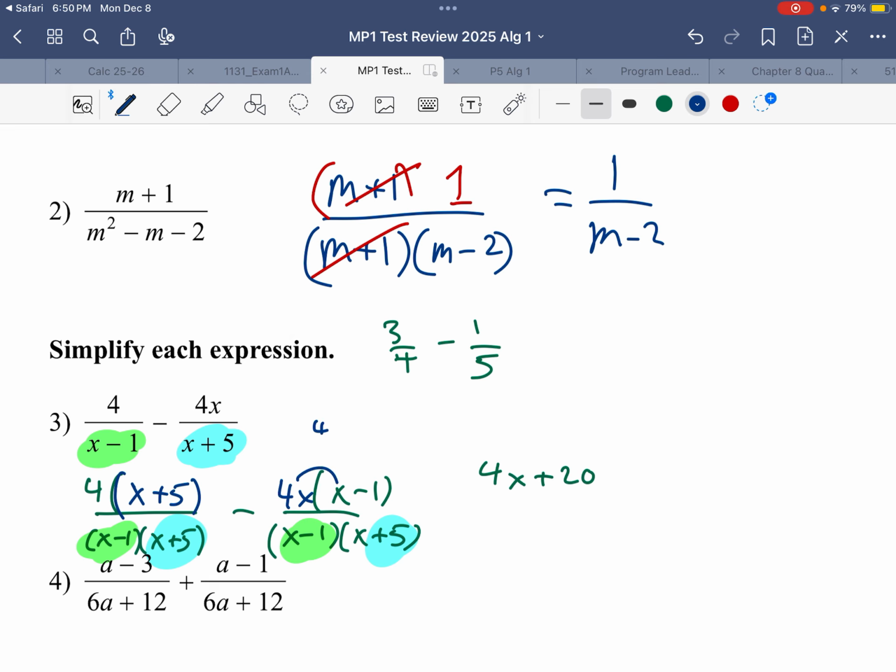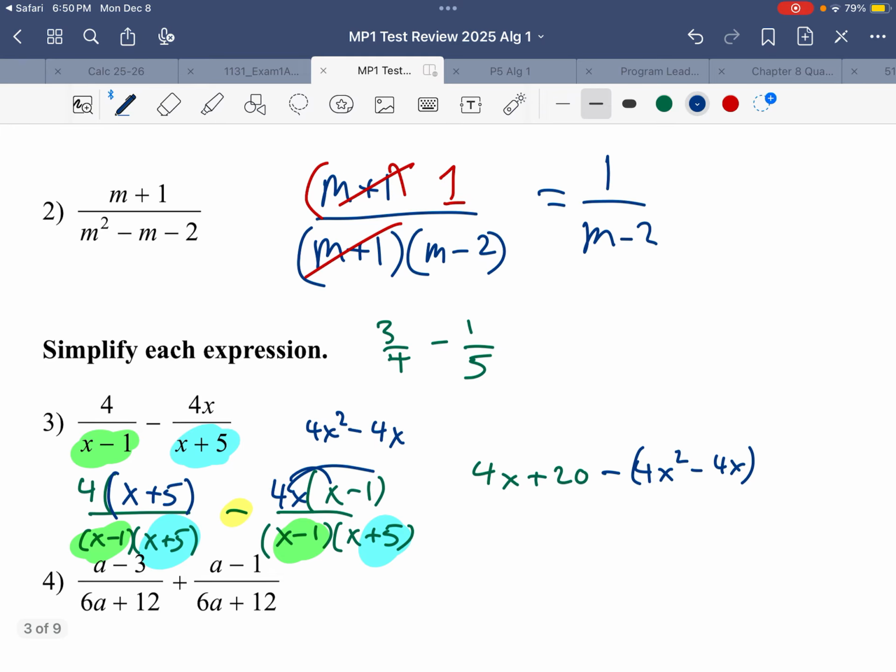Here I'm multiplying 4x times x to get 4x squared, and I'm taking away 4x. But I still am subtracting, so I'm going to include the parentheses. And then all of this is going to be divided by x minus 1 times x plus 5.